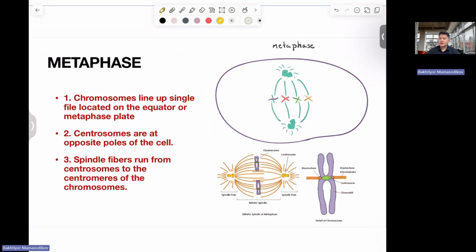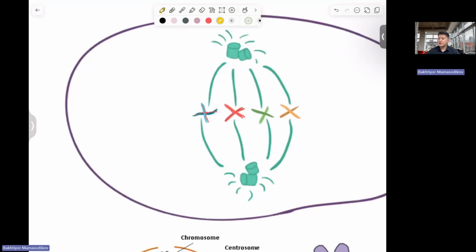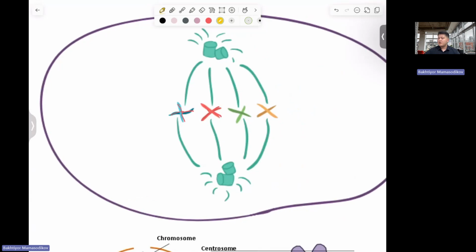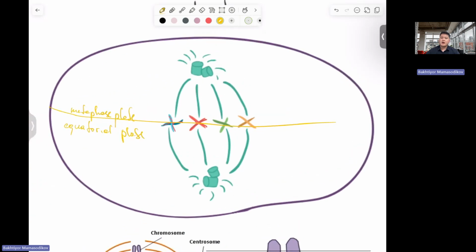Metaphase. So this is the second phase of the mitosis. In the metaphase, you have to know 3 things, okay? Firstly, chromosomes are lining up in the equatorial plate or metaphase plate. I can call it metaphase plate, or I can call it equatorial plate. The chromosomes are lining up in the center, in the metaphase plate or equatorial plate. So the centrosomes are already in the poles.